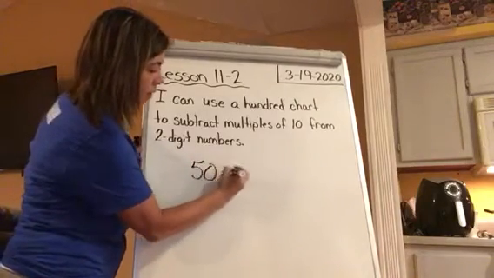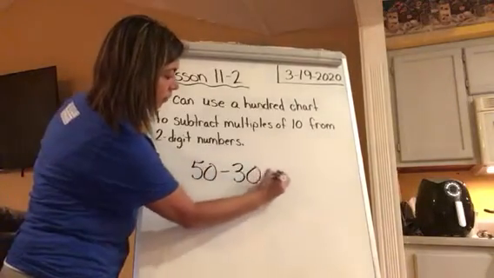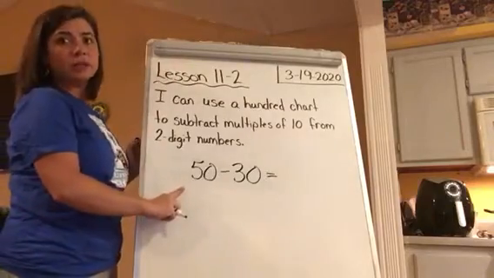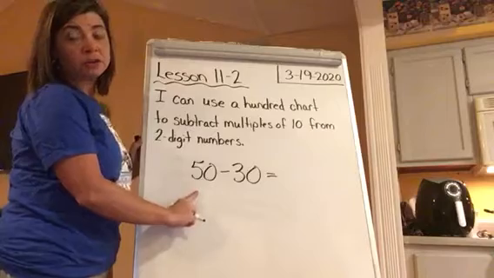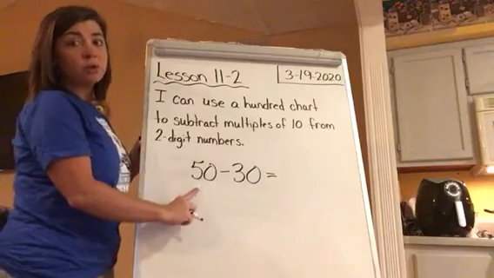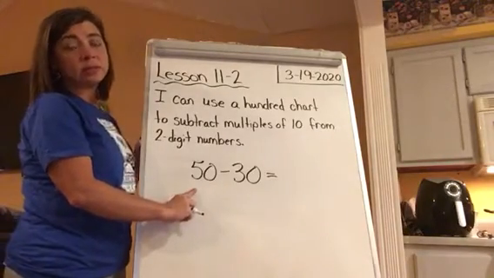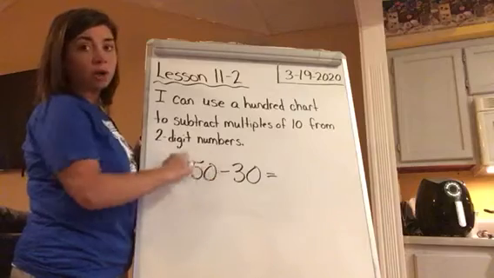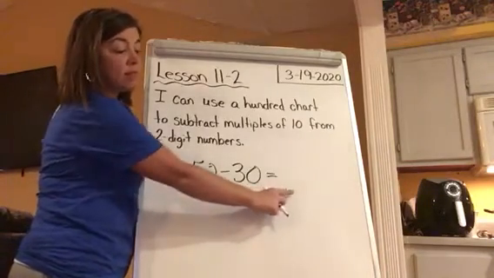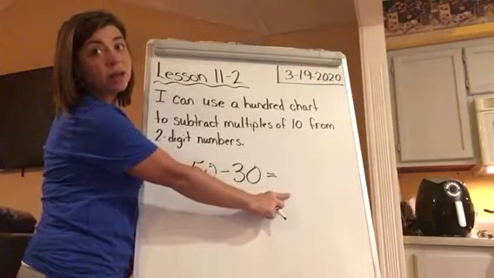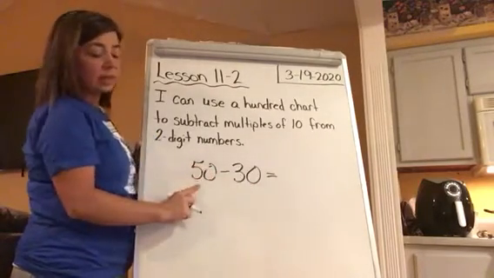50 minus 30. Now, if we look at our two numbers, the biggest number is first. Whenever you're subtracting, you always take away from the biggest number. This is our whole. So that means this is a part, and this difference is going to be our other part. So we're taking away from the whole.